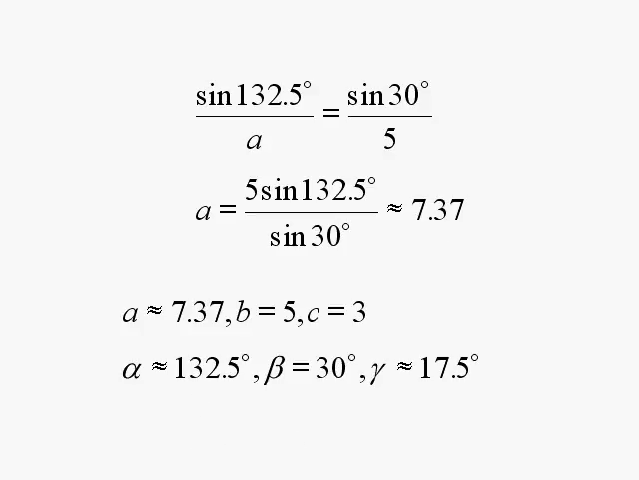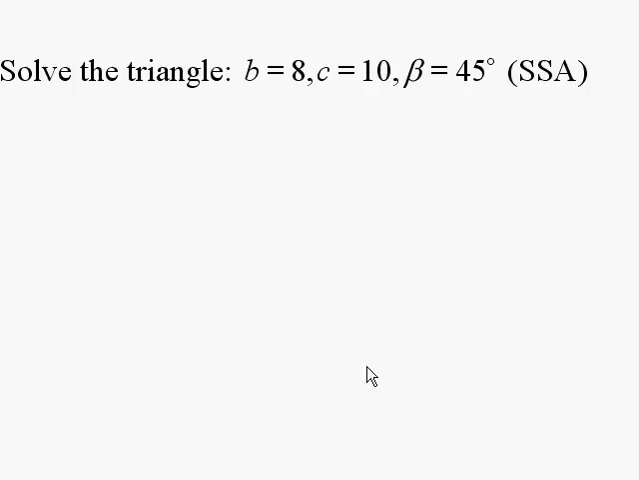Now here's a situation where an angle side where something more interesting happens. B equals 8, C equals 10, and beta equals 45 degrees. If you try to draw that and come up with something, let's see, we've got beta and B, C, so let's go for gamma. Sine gamma is to C as sine beta is to B, and in this ratio matching, we've got one unknown thing, sine gamma.